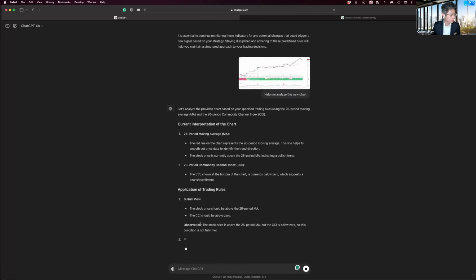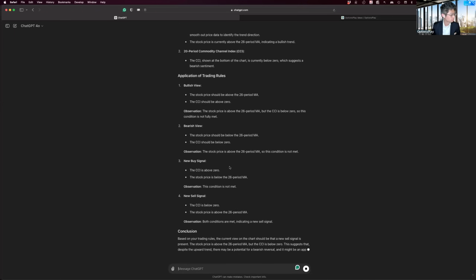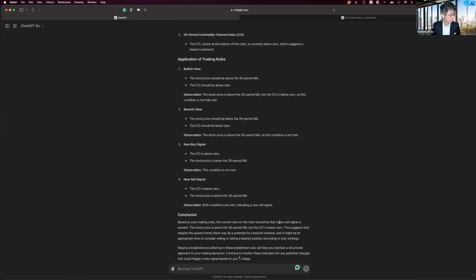And what this will do is take any new charts and reinterpret them for you. As you can see, this is telling me that based on your trading rules, the current view is that a new sell signal is present, because the stock is above the 26-period moving average, but the CCI is below zero. So these are the rules that I had set for myself, and it's telling me that it's generated a new fresh sell signal. So if I came into this saying, hey, I think this is a bearish trade, I can simply use this to keep me honest on my strategy, make sure that it's actually giving me the signals according to my own rules and validating my bias that I currently have on this individual trade.